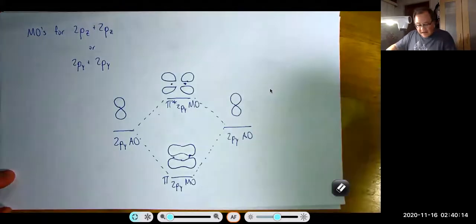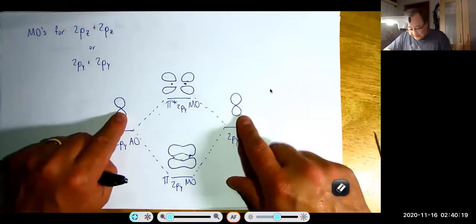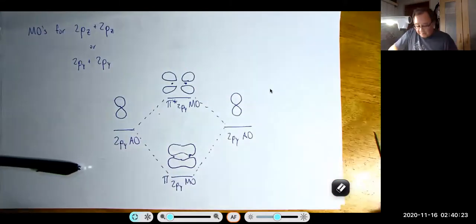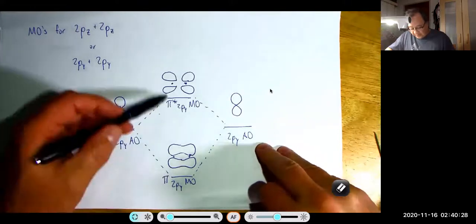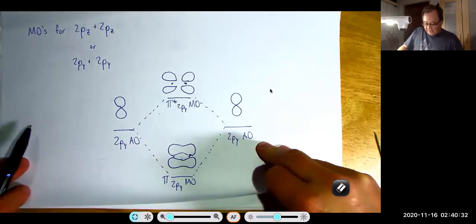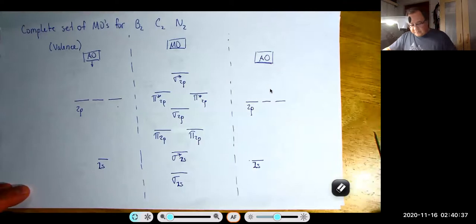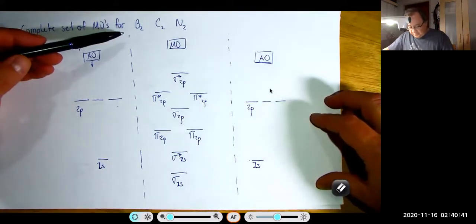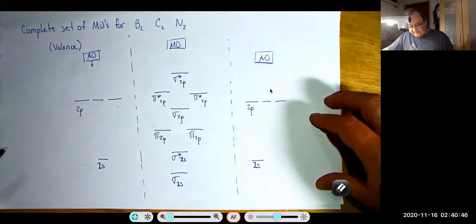Here's how you get pi 2p molecular orbitals. Here's a 2py and a 2py. Since they're parallel to one another, the kind of bonding you're going to have is pi bonding. So that's why these are pi MOs. So you've got a pi 2p and a pi star 2p. And here's what the pi bonding MO looks like and the anti-bonding MO. And then your complete set of MOs for boron looks like this.